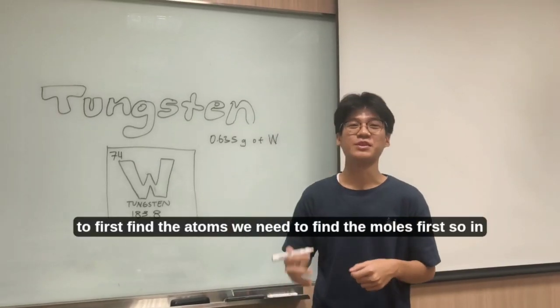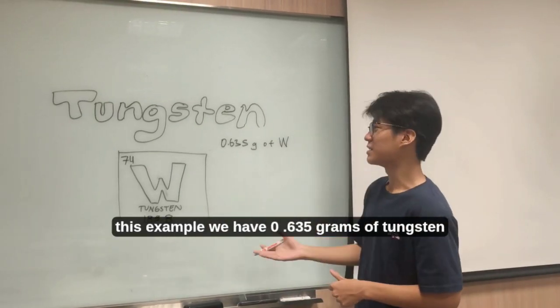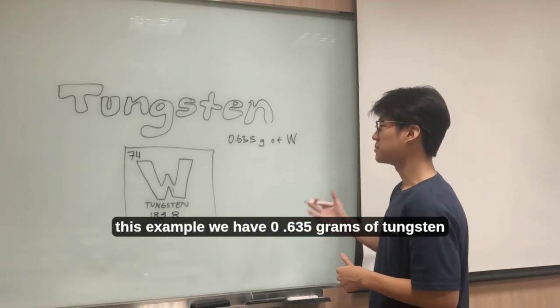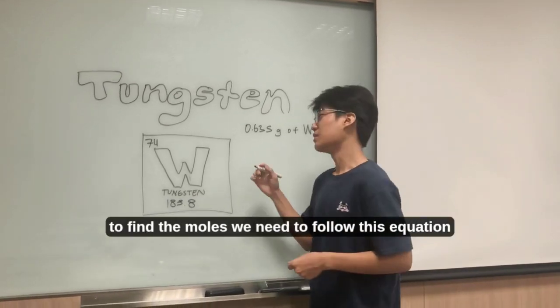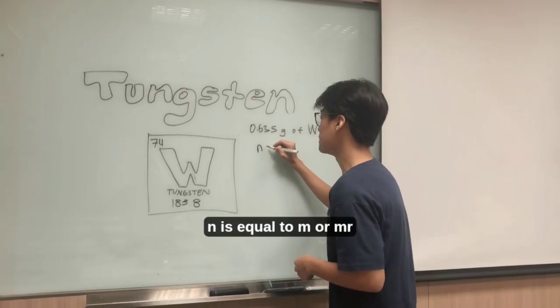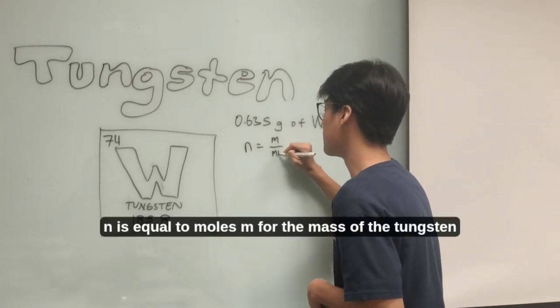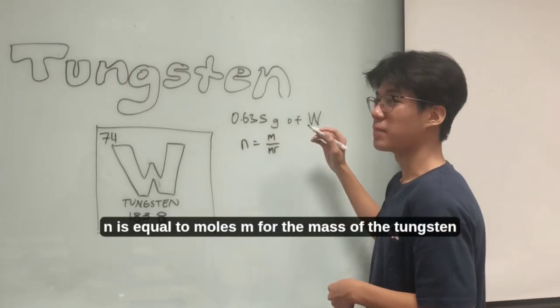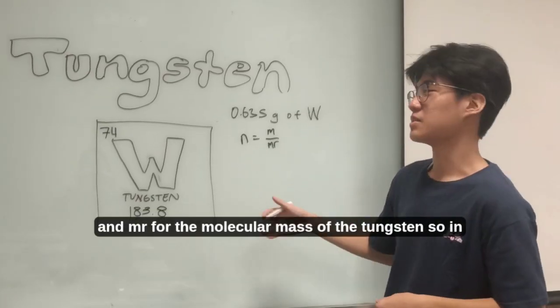To first find the atoms, we find the moles first. So in this example, we have 0.635 grams of tungsten. To find the moles, we need to follow this equation: n is equal to m over Mr, where Mr is the molecular mass of tungsten.